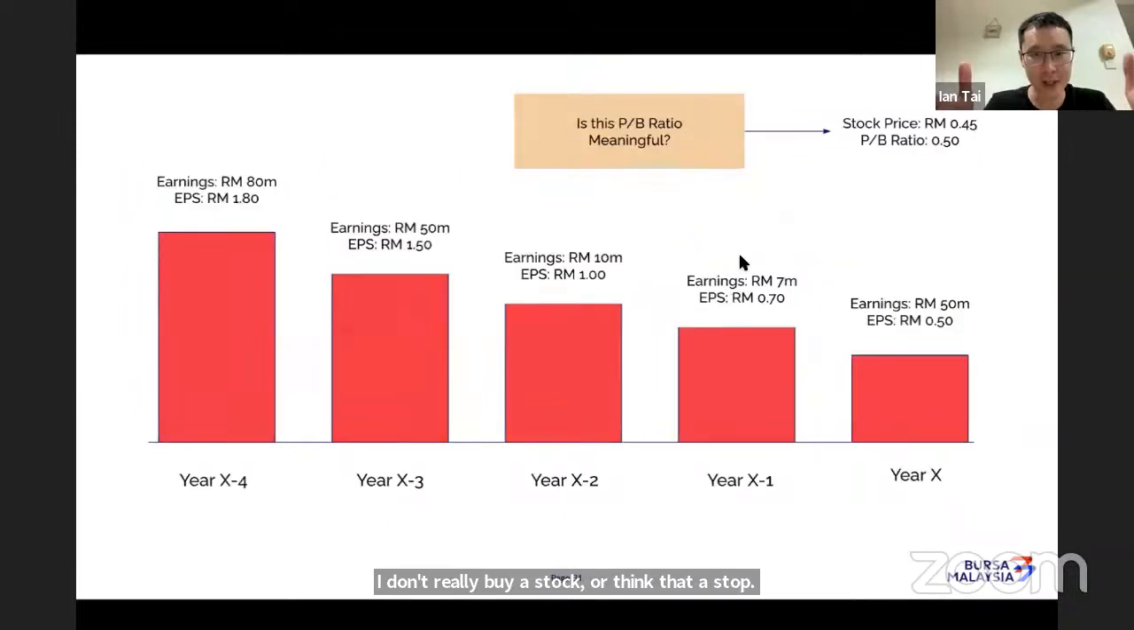Okay. So here is the thing. For me as an investor, my take is that when I buy into a stock, I'm buying into a business. When I buy into a business, I look at its value.